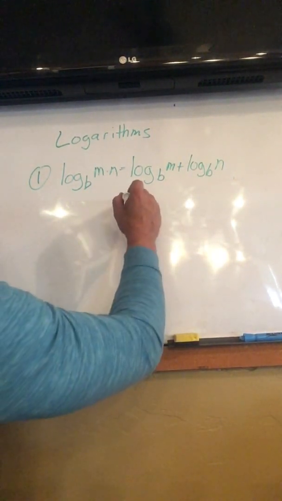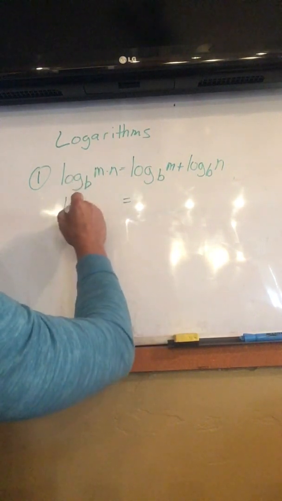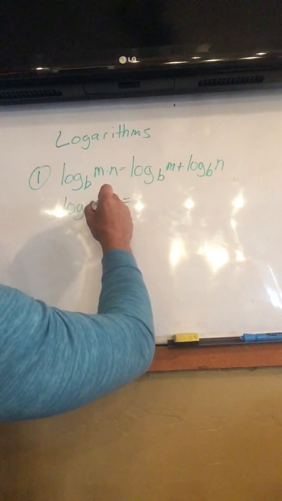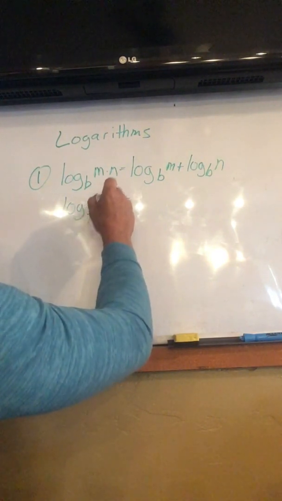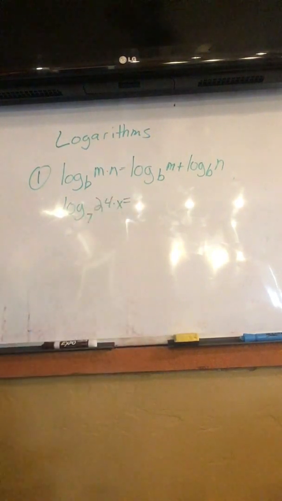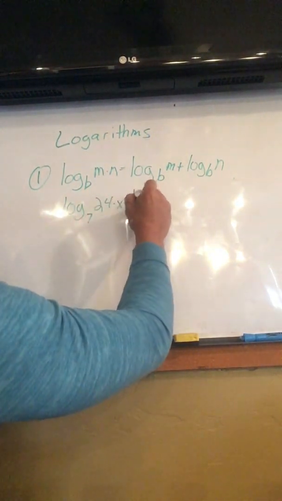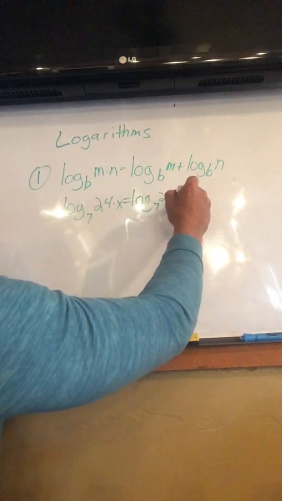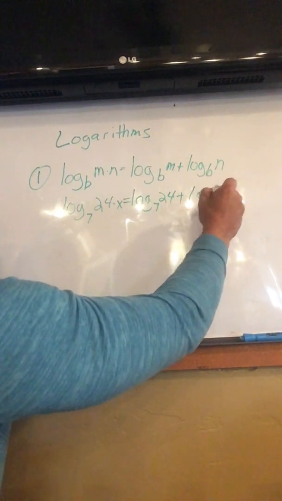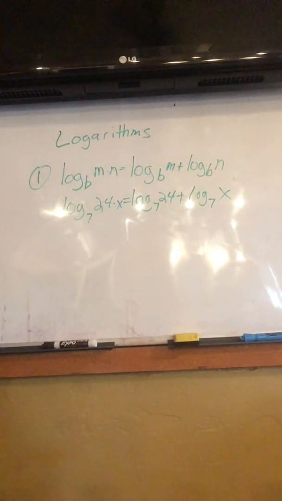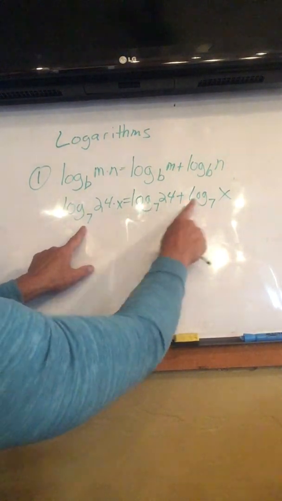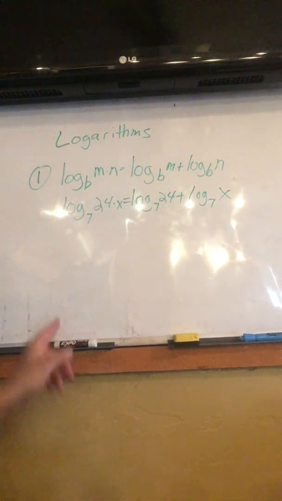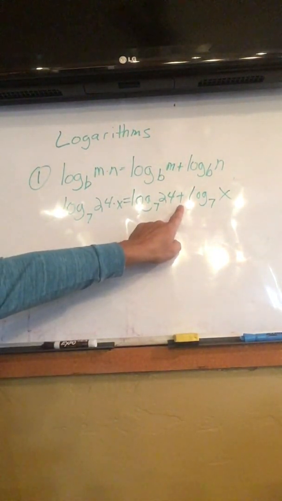Okay, so let's do a quick example there. Let's say log base 7 of 24 times x. We could expand it out as log base 7 of 24 plus log base 7 of x. Okay. Notice that the bases have to be consistent, and then you can break apart the things that are multiplied together. If they're multiplied together, it has a plus in between the two logarithms.